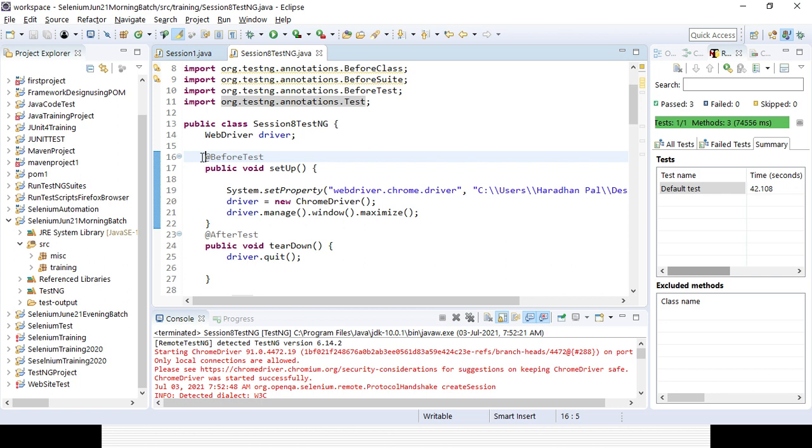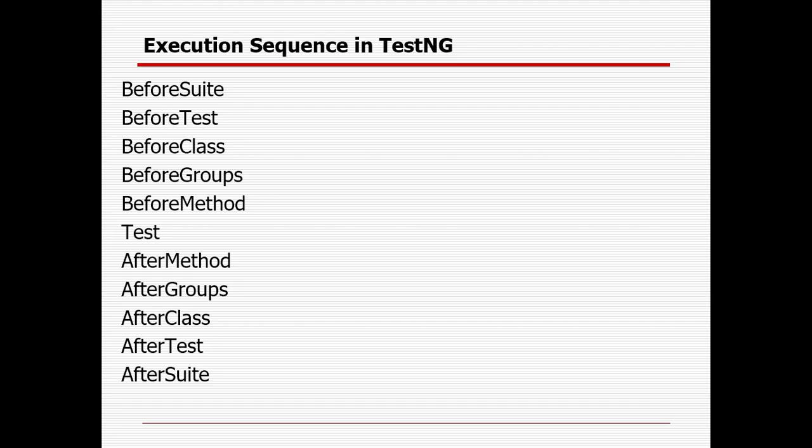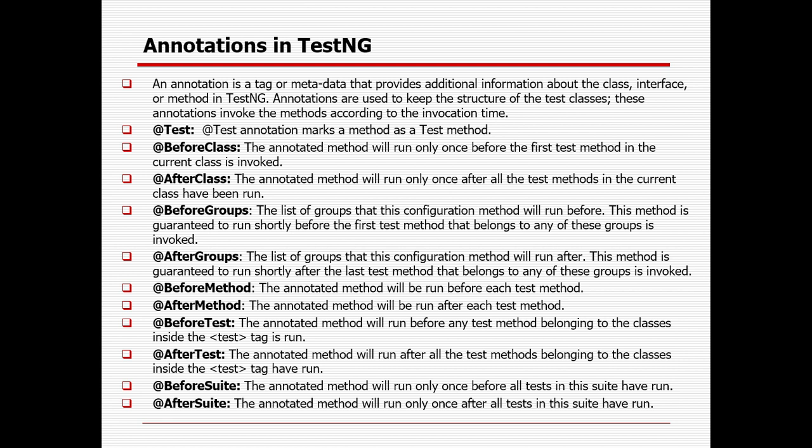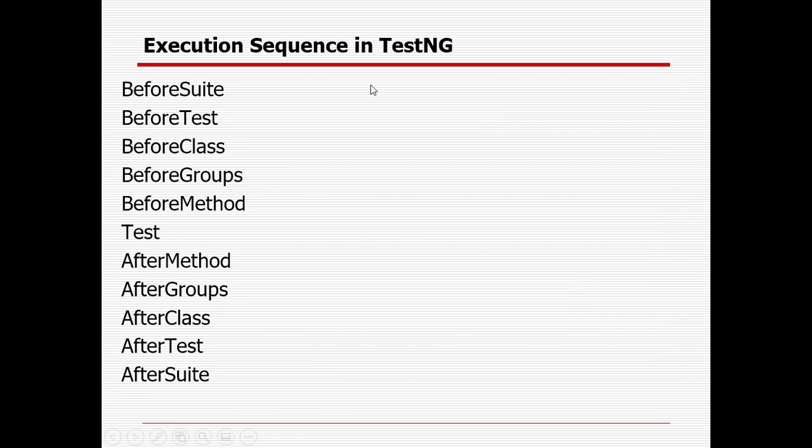So try to understand the objective for each and every method, right? So before class, before test, the annotations will run before any test method belonging to the classes inside the test annotation. So it will run every time. And before class it is only one time. Before suite and after suite. So that's why either you need to use before method or before test, after test, like that. So definitely it will be based on your requirement. And that is the sequence here.